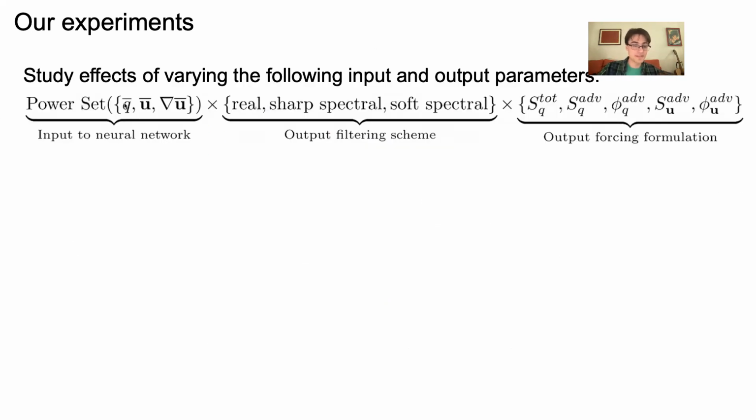So we have 7 possible inputs from the power set of Q, U, and the gradient of U, which is often used as an input because it is a little less specific to the flow than U sometimes. And so we vary the inputs, we vary the filtering scheme, and we vary the forcing formulation. So we're going to study the effects of doing that.